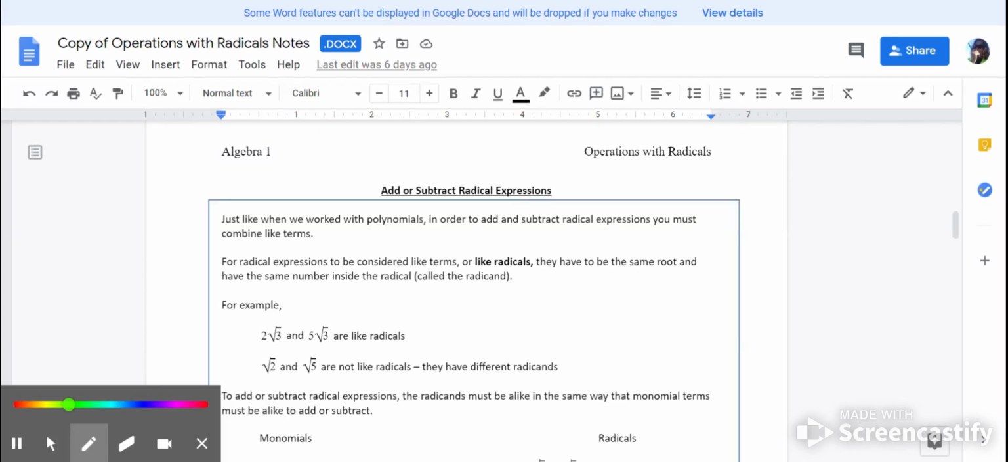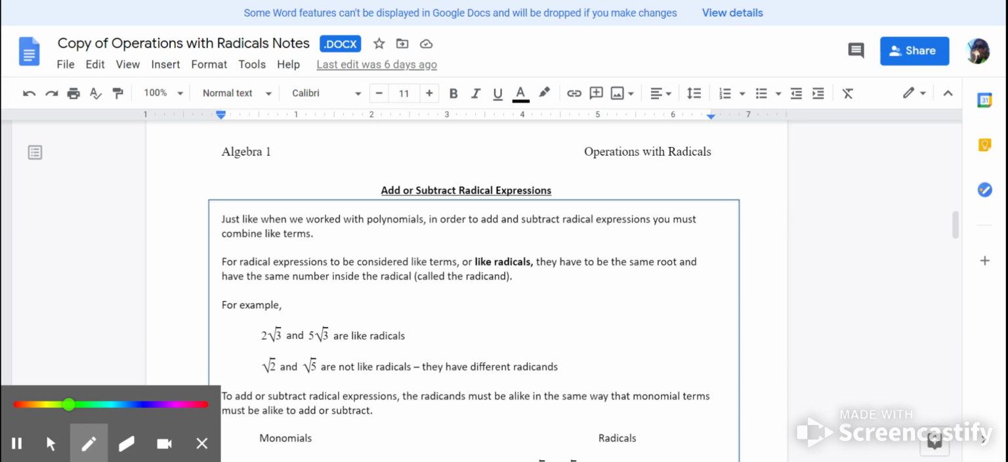So much like in the warm-up, when we added and subtracted polynomials, we are looking for like terms. We're going to do the exact same thing. We're adding and subtracting radical expressions. So I'm just going to have a square root of something. And when we do this, we want to look for radical expressions to be like radicals or like terms.